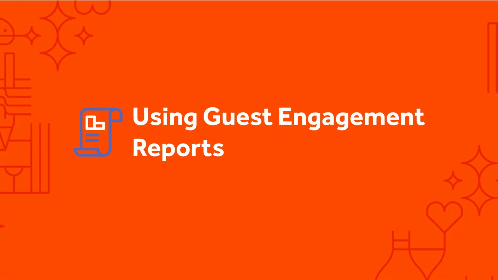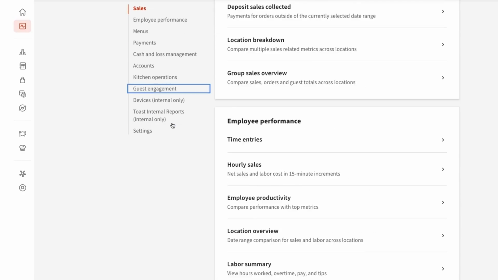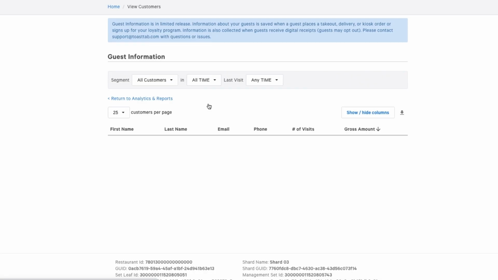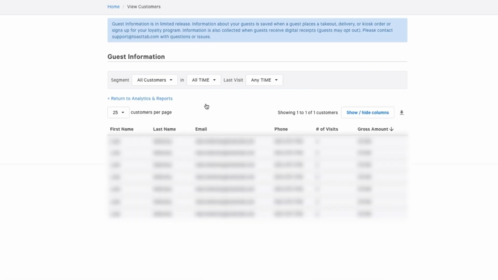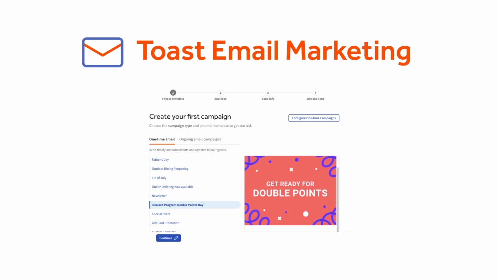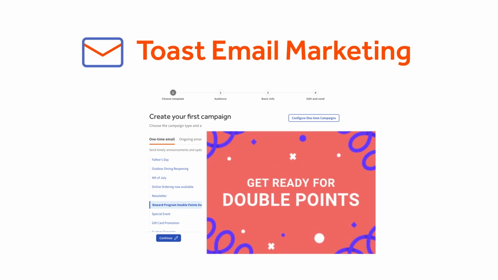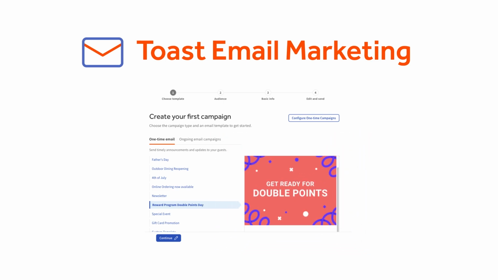You can get a clear picture of your regulars with detailed reporting, as well as customer contact information through the Reports section of Toast Web. Under Guest Engagement, select the Guest Information Report, where you can download your customer information in an Excel file. With Toast Email Marketing, you can use this data to easily create campaigns to let your guests know about your loyalty program. That's it. Your loyalty program is now activated, and you're ready to begin sharing your new program with your guests.